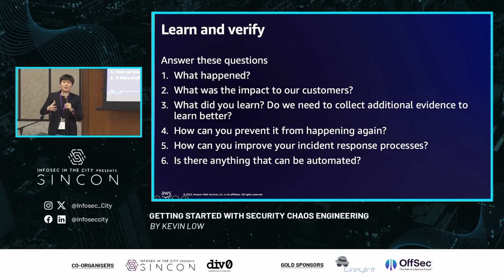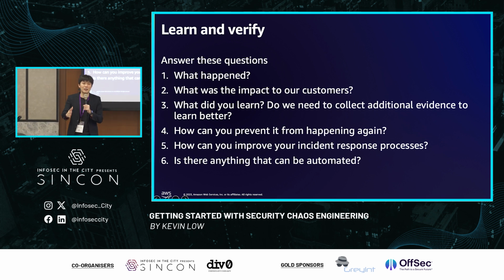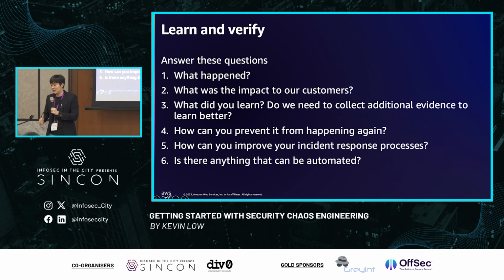Okay, what did we learn? Maybe you learned that our observability wasn't granular enough for us to decide whether it was a DDoS attack or not. Maybe our web application firewall should be geo-blocking certain geographies, because all our customers are in ASEAN. We don't get any customers from outside that, so we should block all of it. And how can you prevent it from happening again? How can you improve your incident response processes? Maybe the person on your ops team who was paged responded too slowly for a certain reason. How do you fix that? And is there anything that can be automated?